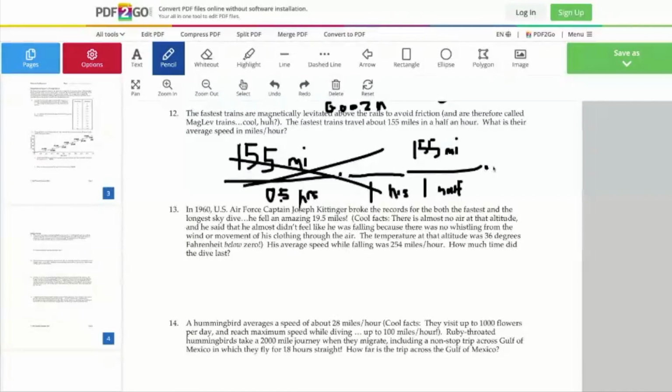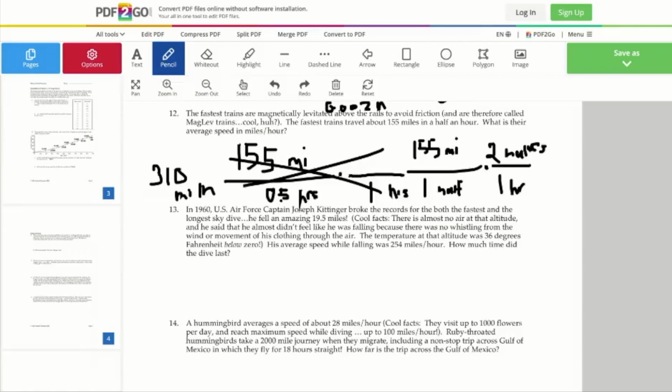And then we're going to multiply that by, and we know that in 1 hour, there are 2 halves of an hour. So there's 2 halves. That's an actual way to explain it. So we multiply 155 by 2, we get 310 miles per hour. So yeah, it's okay if you don't like dimensional analysis. It's definitely slow.